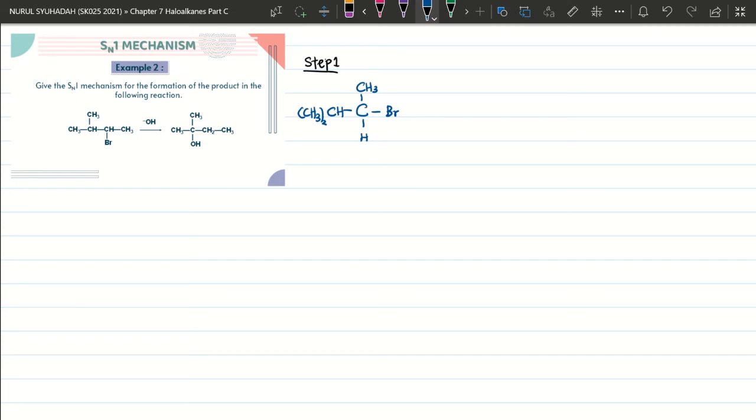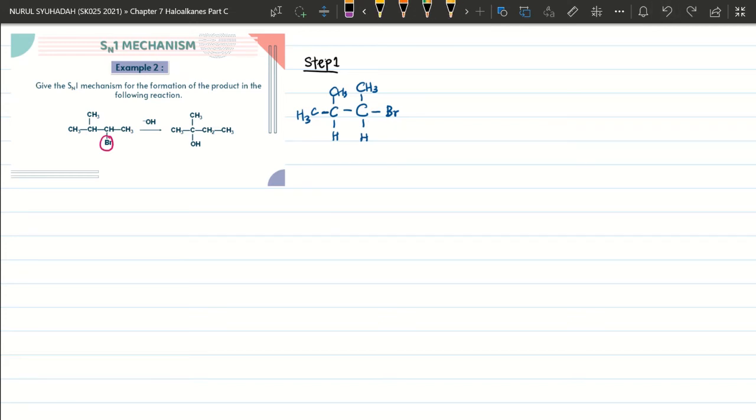But if you don't want to write it like this, you can always expand the bond. Okay, so katakanlah kita nak expand dekat sini. Okay, so CH3, H, CH3. Untuk memudahkan awak lukis, asalnya tadi bromine dekat bawah. So saya letak bromine ni satu line macam ni. Okay, kenapa? Untuk memudahkan kita nak lukis carbocation, tunjukkan kita punya bond breaking.